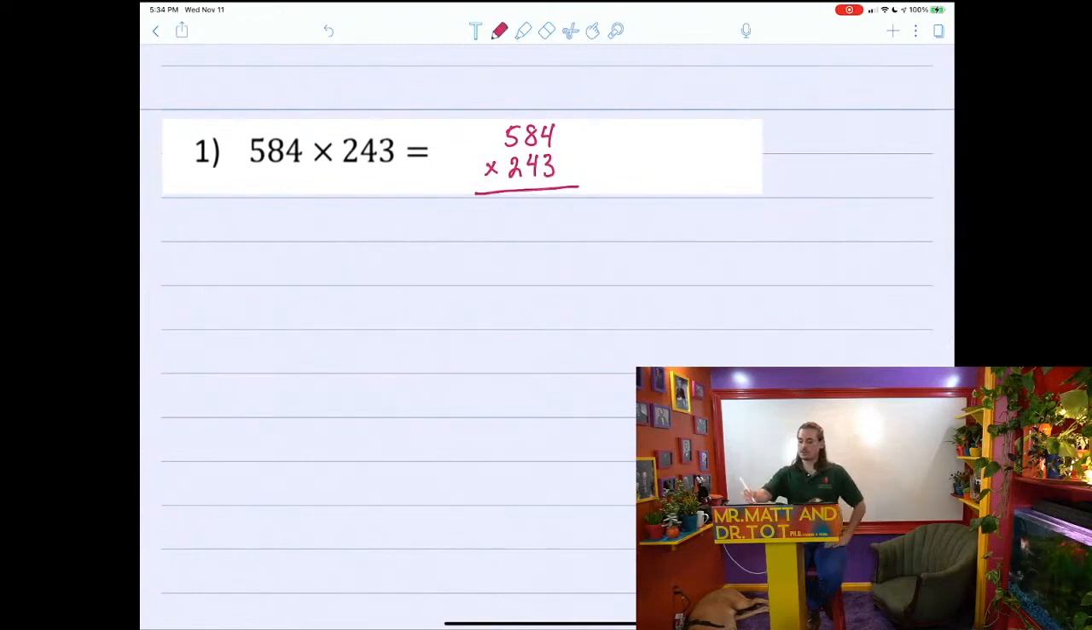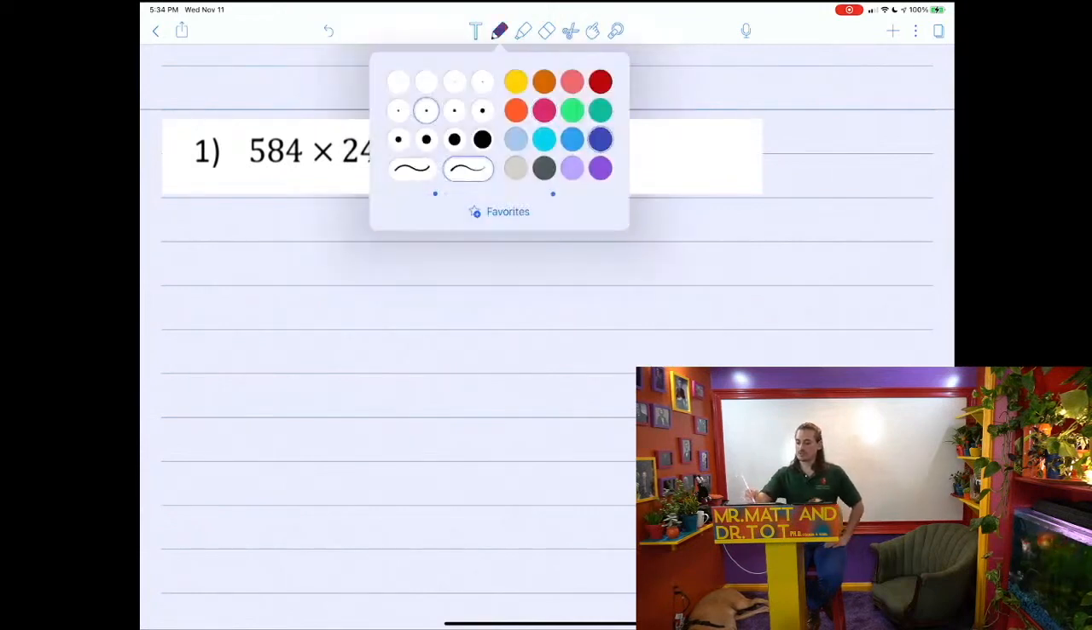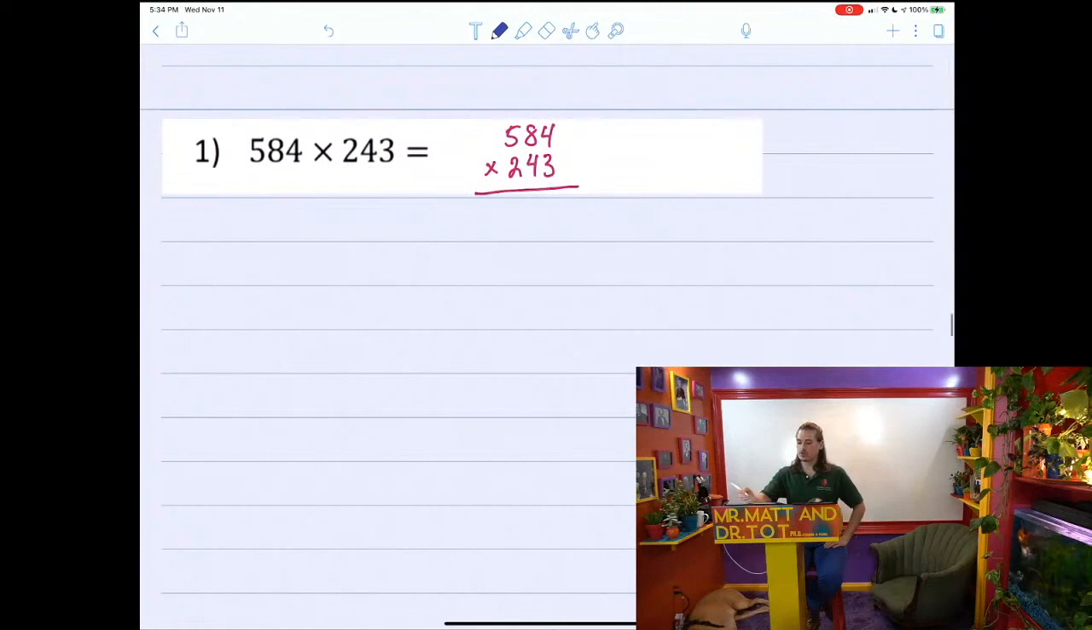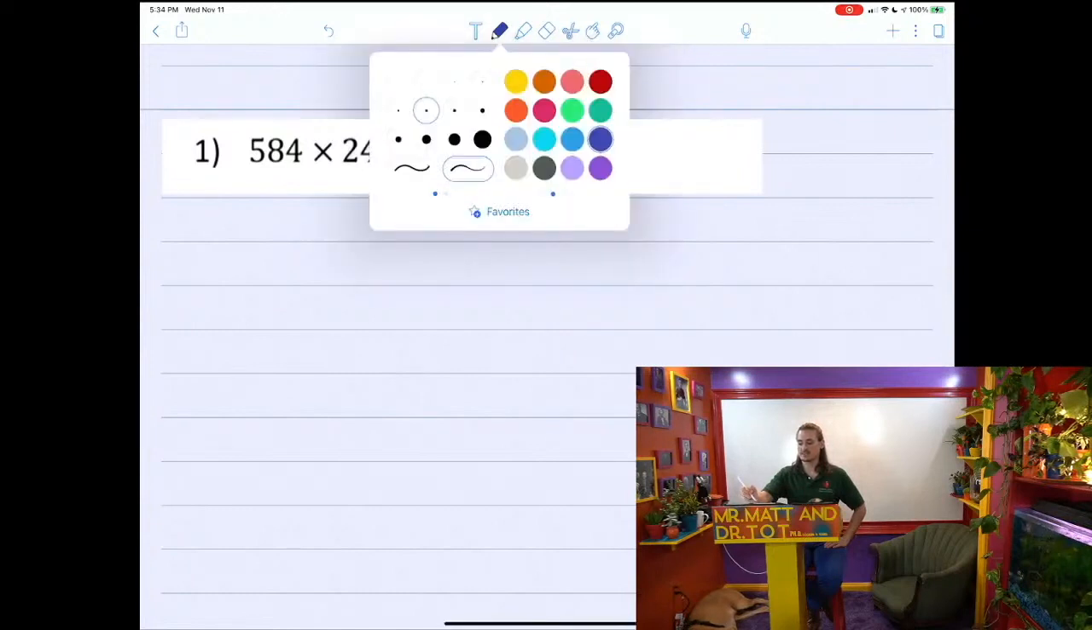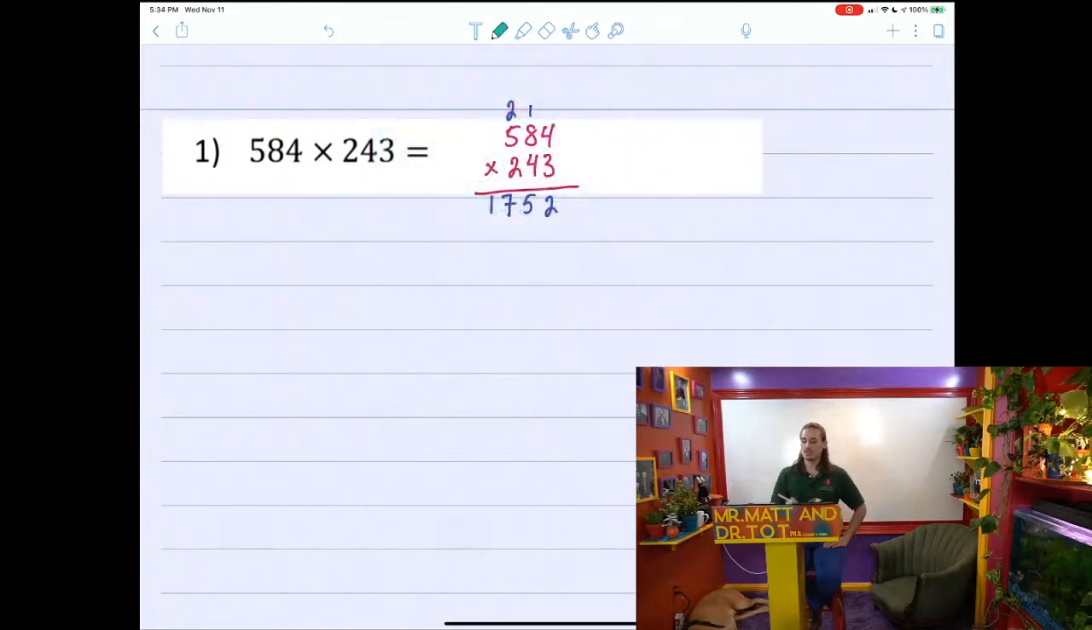Okay, so multiplying through, we're going to get 3 times 4, which is 12. So keep the 2, carry the 1 over. 3 times 8 is 24. 24 plus 1 is 25. So keep the 5, regroup the 2 over. 3 times 5 is 15. 15 plus 2 is 17. There's no other value to regroup over to, so just write down the 17.